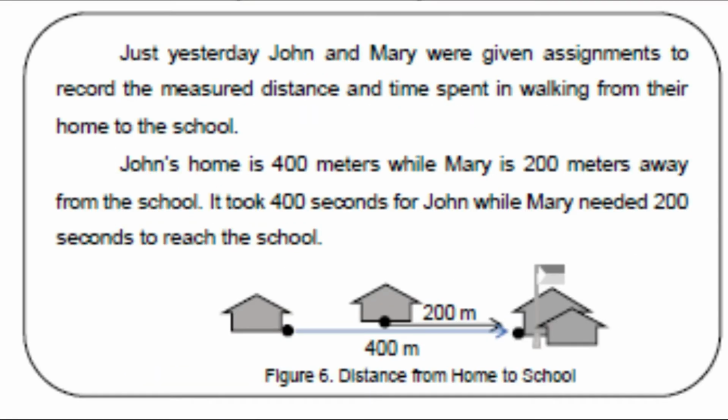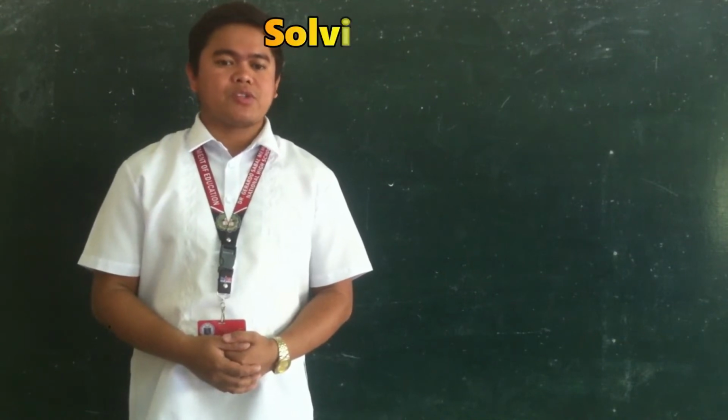Just yesterday, John and Mary were given assignments to record the measured distance and time spent in walking from their home to the school. John's home is 400 meters, while Mary is 200 meters away from the school. It took 400 seconds for John, while Mary needed 200 seconds to reach the school. Let's solve for Mary's speed first.